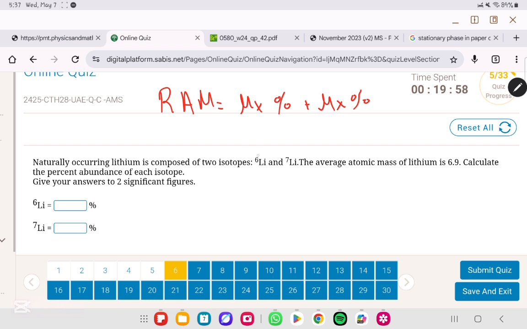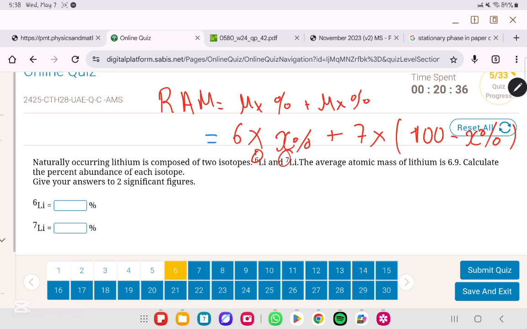Okay? So the mass in this case is 6 and 7. So it's 6 times the percentage, which we don't know. We are going to call it X percent. Plus 7 times the percentage we don't know. But one thing you need to know about the percentages is that if you add them together, they are going to give you 100. That means over here, this percentage of 7 is going to be 100 minus X percent. Always keep in mind, you add the percentages together, they are supposed to be 100%. Now it's equal to the relative atomic mass, which is 6.9.